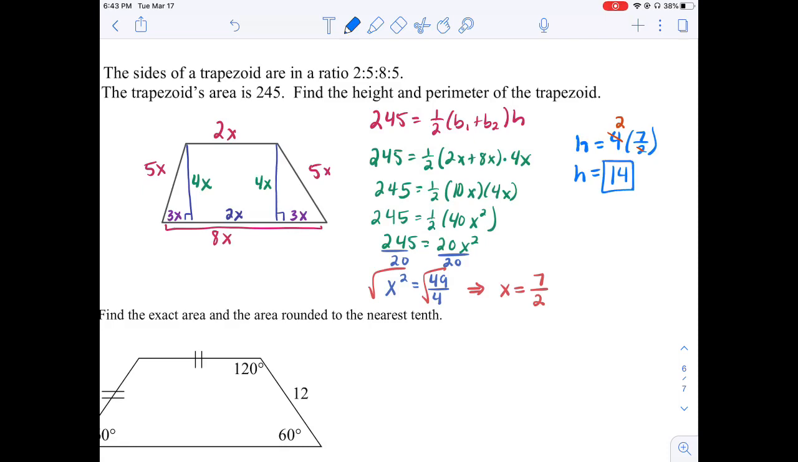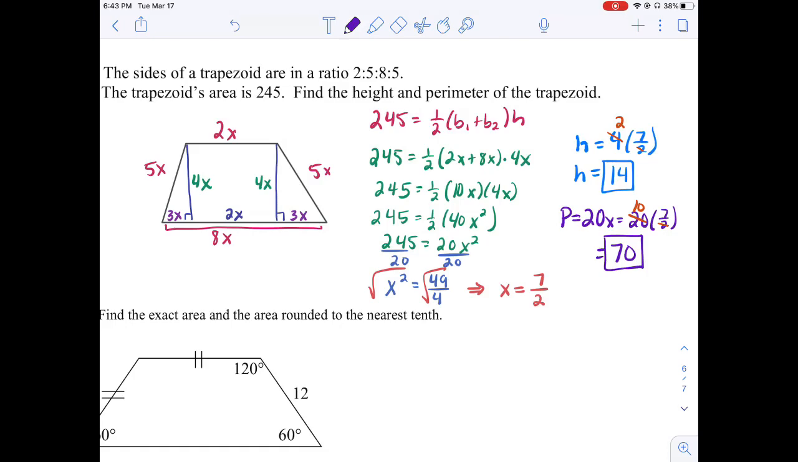And then for the perimeter, you could do this a couple of different ways. You could plug in x on all of the 4 sides, but it's going to take a lot of work. Let's add them up with the x's already there. When I add them up, 5x plus 2x plus 5x plus 8x, that all adds up to 20x. That gives us 20 times 7/2. Again, 20 is divisible by 2, so that leaves us with 10 times 7, which gives us a perimeter of 70. And there we have it.